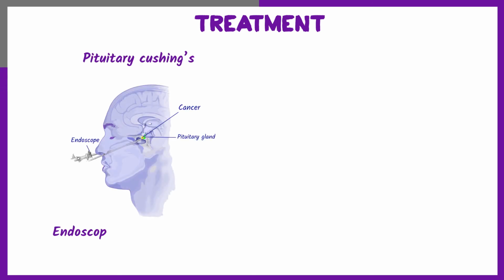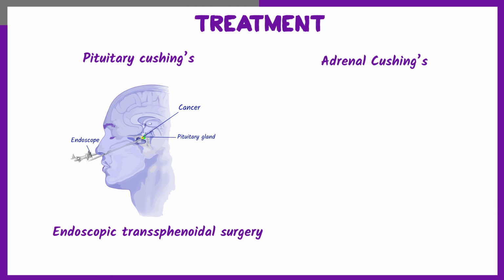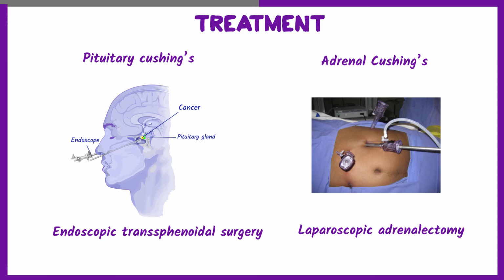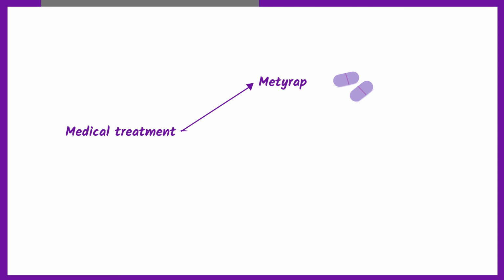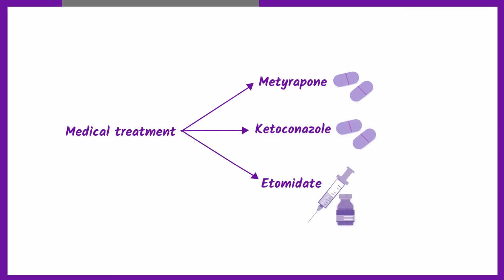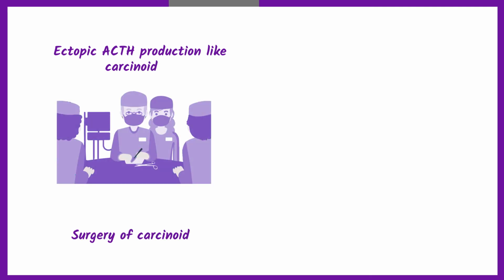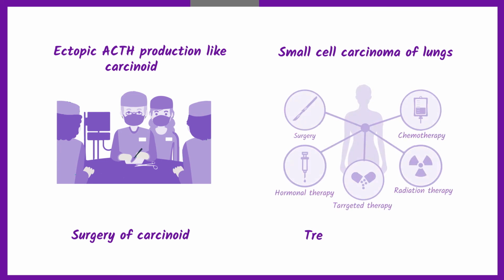Now, treatment: if you are dealing with a pituitary Cushing's, it is an endoscopic transsphenoidal surgery. If you are dealing with an adrenal Cushing's, it is laparoscopic adrenalectomy. Medical treatment includes metyrapone, ketoconazole, etomidate, all those drugs. And if you are dealing with an ectopic ACTH production like a carcinoid, you can proceed with surgery of the carcinoid. If it is a small cell carcinoma of lung, you can treat the malignancy.